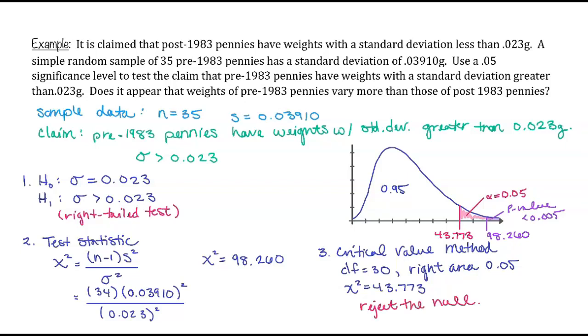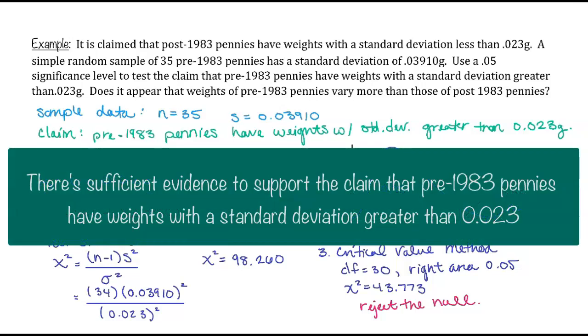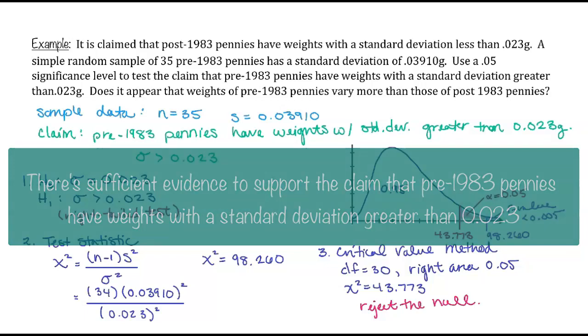With examples like these, I find that the critical value method is a little more straightforward. Using common values for alpha, it's a little more clear where we land in the chi-squared distribution table. But again, both methods are equivalent. Since we've rejected the null, that would mean that there is sufficient evidence to support the claim. We could state something like this. There's sufficient evidence to support the claim that pre-1983 pennies have weights with standard deviation greater than 0.023 grams.